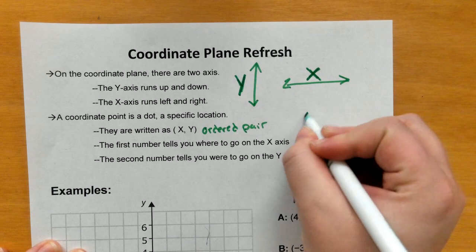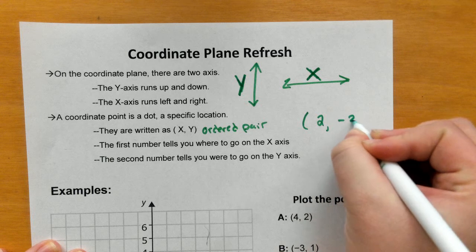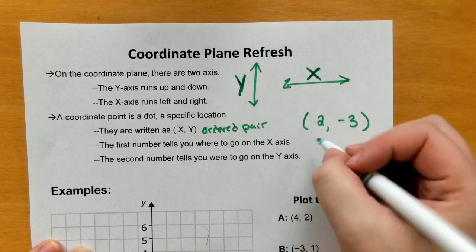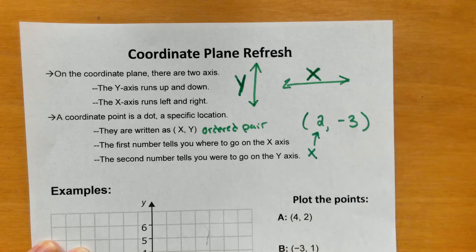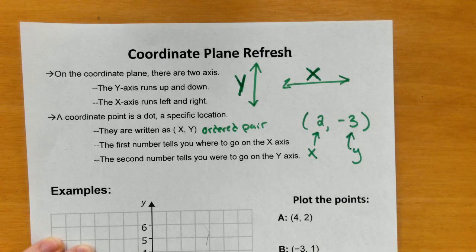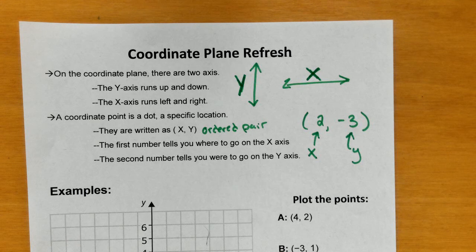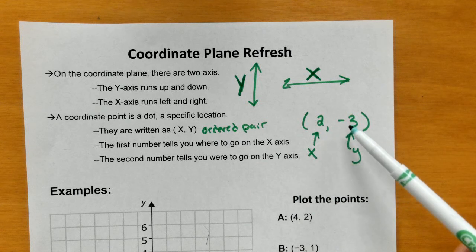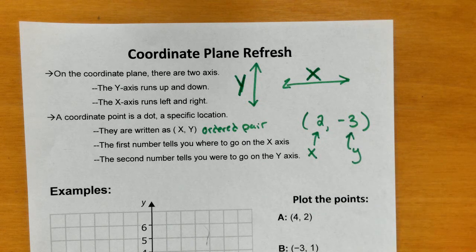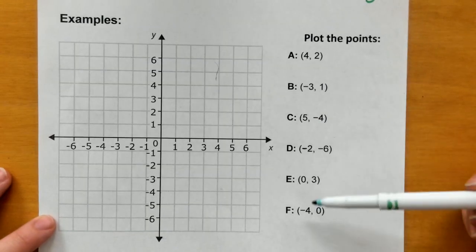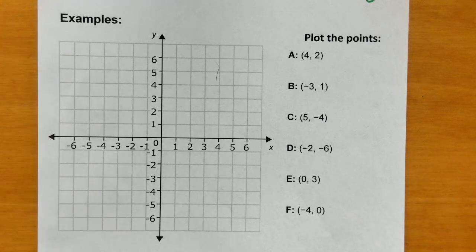So let's look at the example (2, -3). Okay, that ordered pair, this coordinate point, 2 is where we would go on the x-axis, and then we would follow that down to -3 on the y-axis. And so that's what I mean by they're written as (x, y). Your x values first, your y values second. So what we're going to do now is look at some examples and plot these points. Okay? You can do your best to gauge where you think it would go and then see if you're right.